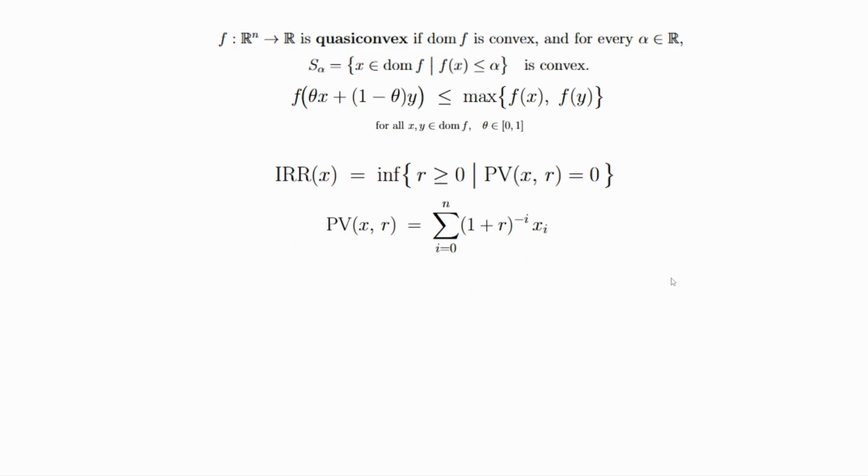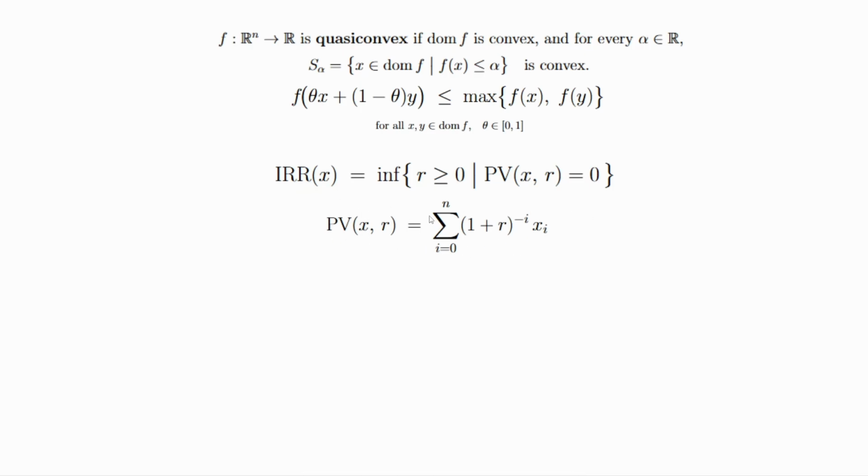All right, for our next example, let's look at what's called the internal rate of return. This is actually one of my favorites because we see quasi-convexity show up in otherwise normal settings. The internal rate of return of a cash flow is given by this expression here. We take the infimum over r, where r must be positive, where the present value, or PV, must equal 0. And the PV is given by this expression here.